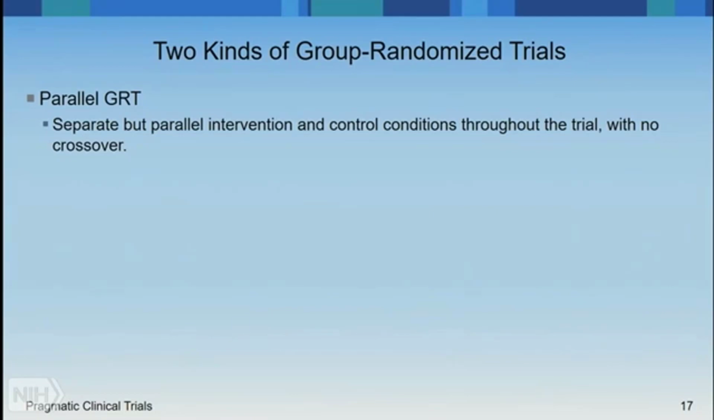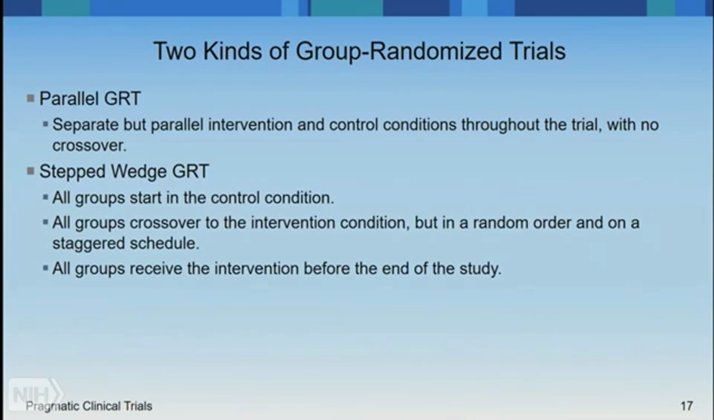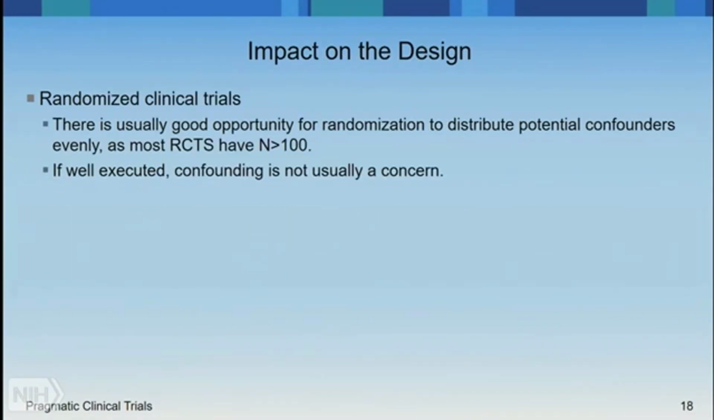I would identify two kinds of group randomized trials that we'll talk about today: the parallel group randomized trial, with parallel intervention and control conditions throughout the trial, no crossover, and the stepped wedge, where all groups start in control. They cross over to intervention in a random order on a staggered schedule. All groups receive the intervention before the end of the study. So what's the impact on the design of these kinds of things, and particularly when it comes to confounding?